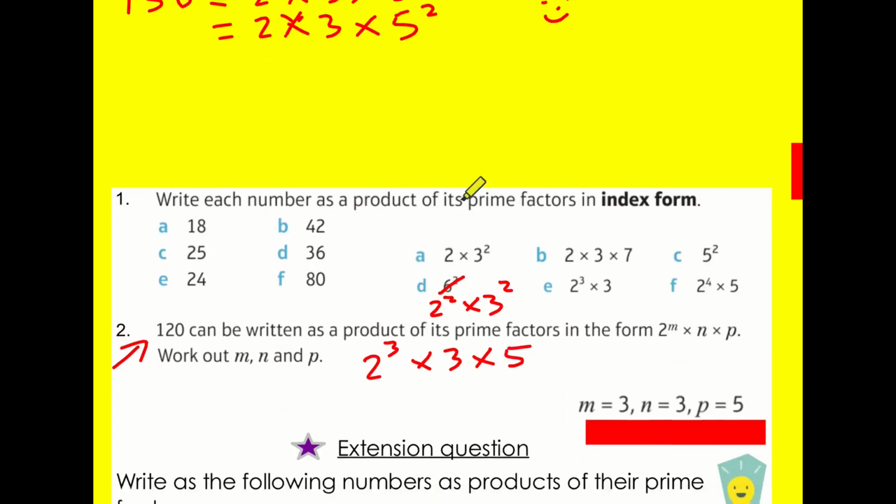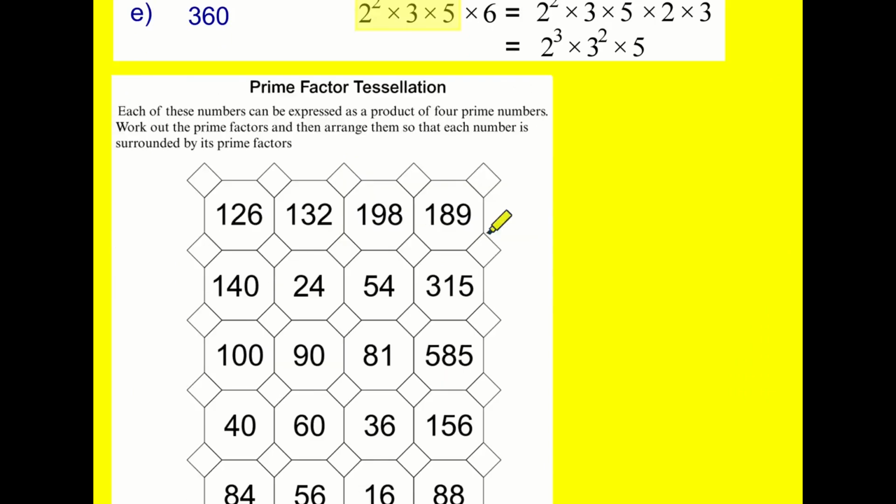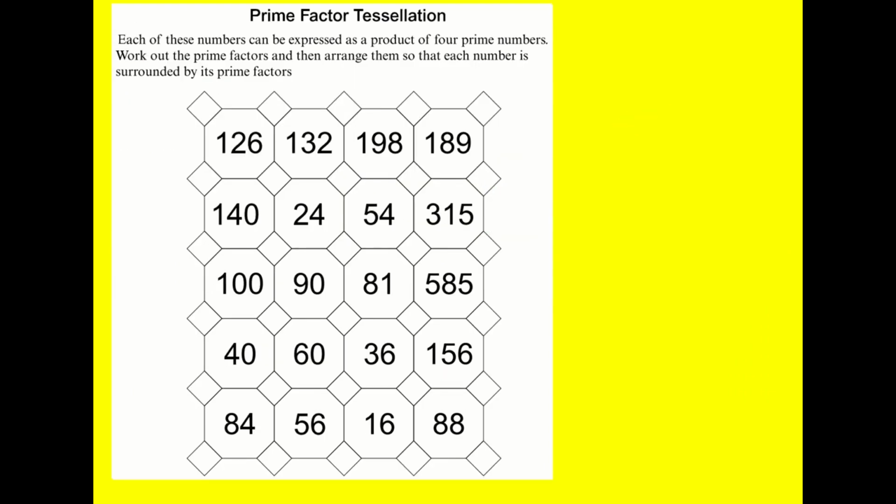Just one more thing to try. If you fancy it, this is my extension, my super extension, let's say, for today. A prime factor tessellation. So we've got loads of numbers here. They can all be expressed as a product of 4 prime numbers. Can you work out the prime factors and arrange them so that each number is surrounded by its prime factors? So let me give you an example. I'm just going to go through one.